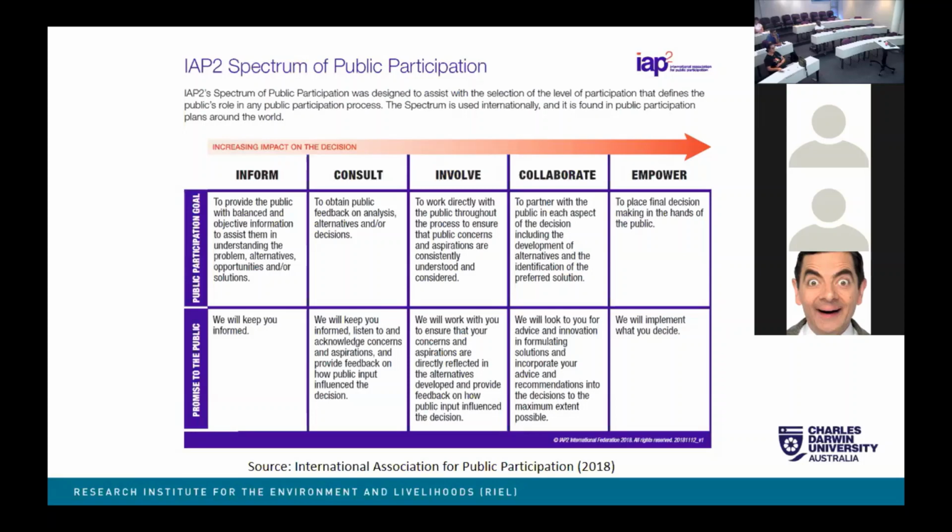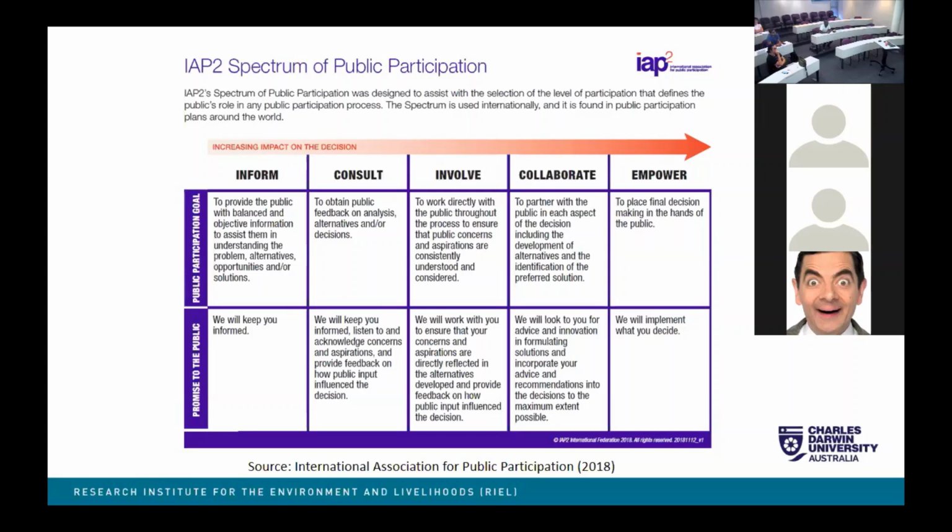So informing is to provide the public with balanced and objective information. So that's about good quality information, providing to assist them in understanding the problem, alternatives, opportunities and/or solutions. So that's informing. So very important work. I mean, that's all critical, isn't it? It's not a small thing.